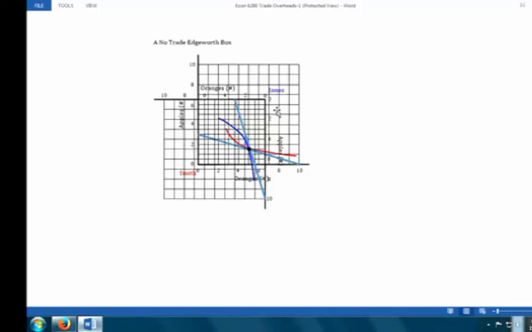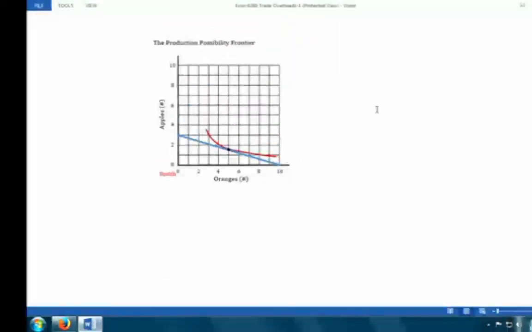Now, if they trade 1.5 for 1.5, Smith is going to give, let's do one for one because it's easier to do the calculations. Smith gives up one orange, he's going to end up with 4 oranges, right? And he's going to end up with 2.5 apples. That's going to put him at a point like this. He's going to be able to consume at a point like that because of trade with Jones.